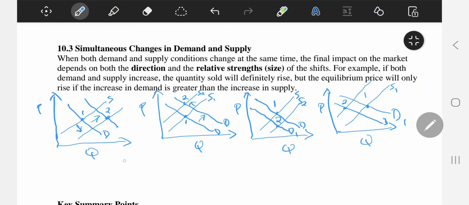So you might want to acquaint yourself with these 4 diagrams in case there is a simultaneous change in demand and supply. For example, where demand is increasing and supply is increasing, or where demand is decreasing and supply is decreasing at the same time, or a situation where one of them is increasing and the other one is decreasing. Those 4 images are very important, and this is going to depend on the strength of the increase in demand or the increase in supply.